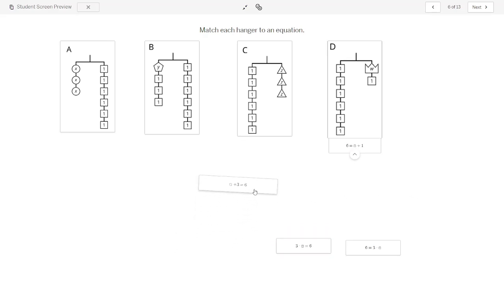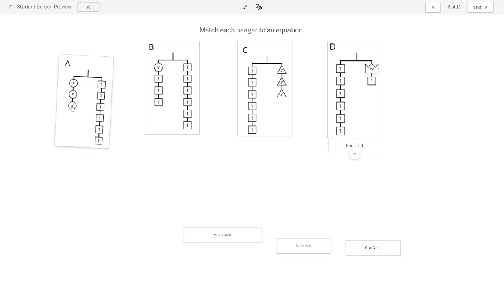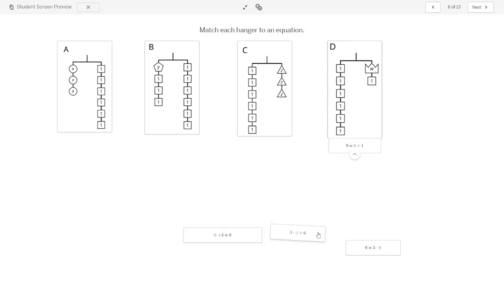Now let's move on to the next one. Maybe we can try a different approach on the next one. Let's start with a hanger diagram. So let's look at diagram A and see if we can find an equation that matches it. Diagram A looks like 3 of some unknown number weighs the same as 6. So which equation looks like 3 times an unknown number is equal to 6? Not this one, but this one. 3 times blank equals 6. So here the blank would actually be x.